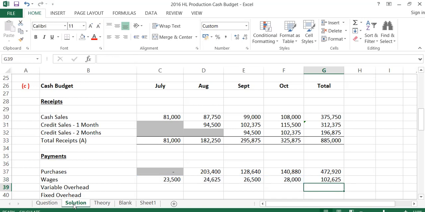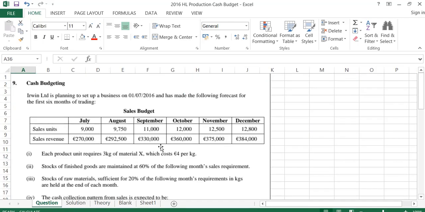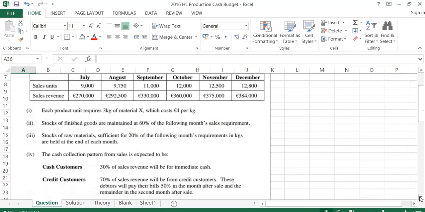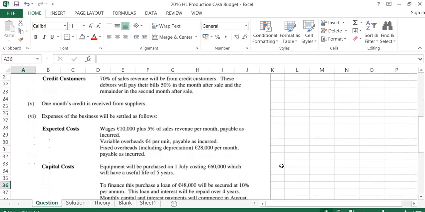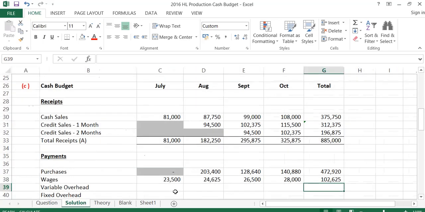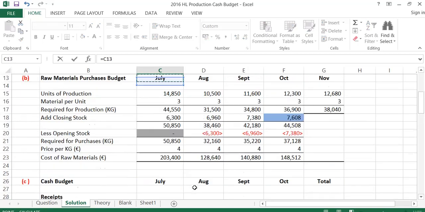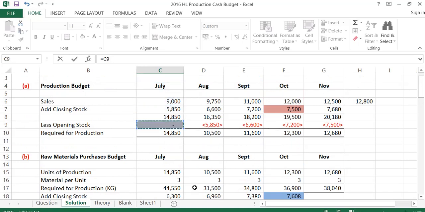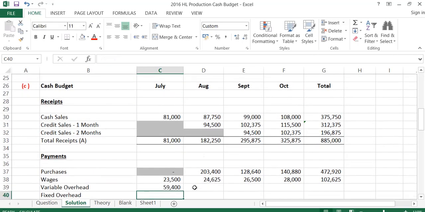Variable overhead I need to work out next. So for the variable overhead, if I go back to the question, it says variable overhead is €4 per unit payable as incurred. And now that's per unit produced, not per unit sold. So I have to go back up to my units produced, which I'll get from part A of the question. I just multiply it by 4.